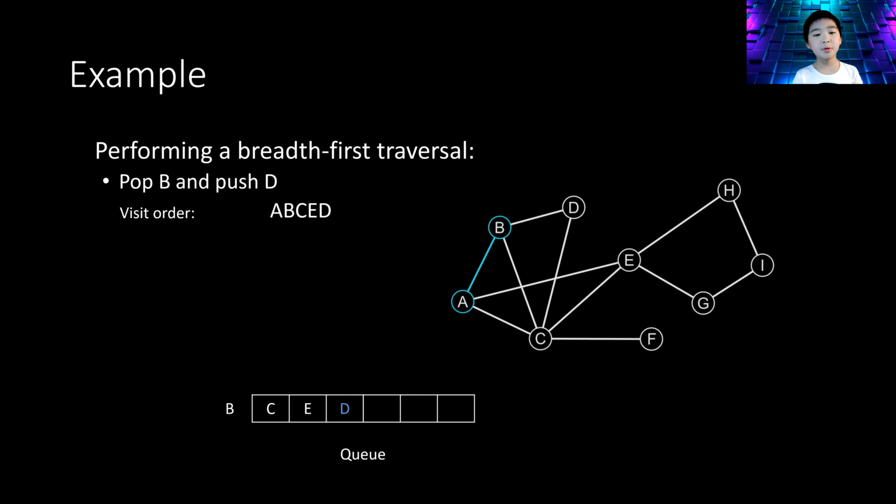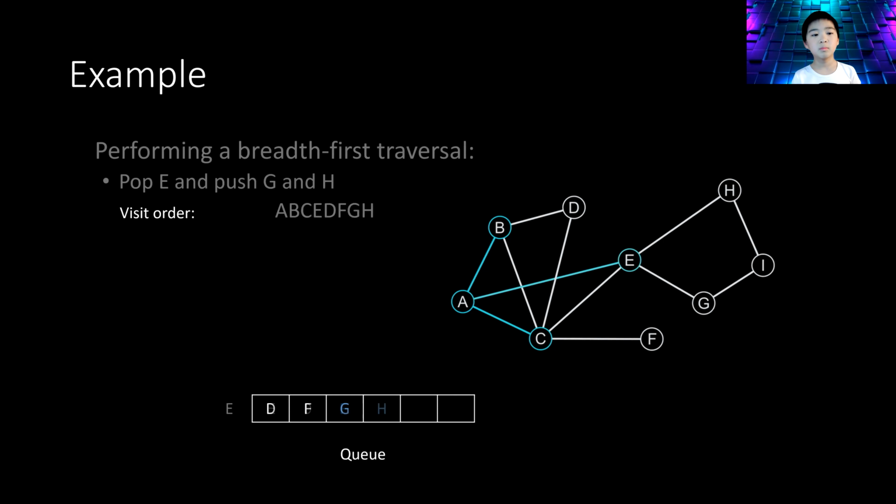Now we pop B and push its adjacent vertices in the queue. We only have one new vertex, which is D. C is the first item in the queue, so we pop C and push its adjacent vertex, F, into the queue. When we pop E, E has two unvisited neighbors, H and G, so we can push those to the queue. When we check D, though, D doesn't have any unvisited neighbors, so we can just pop it from the queue.